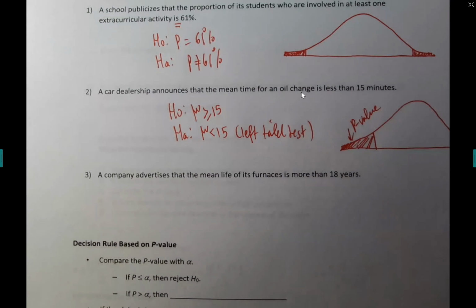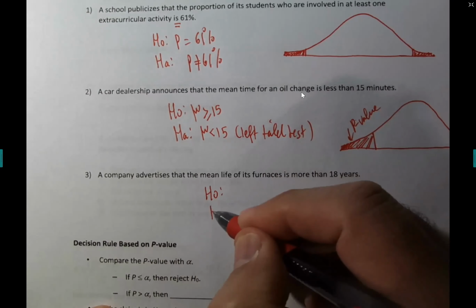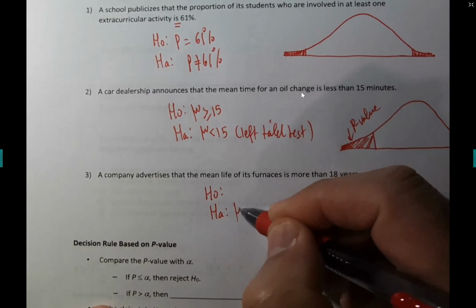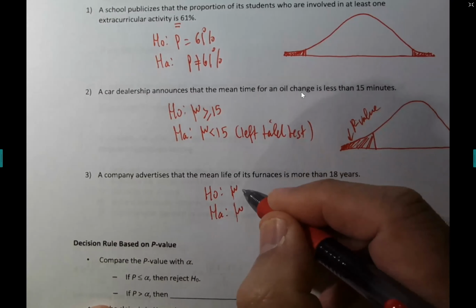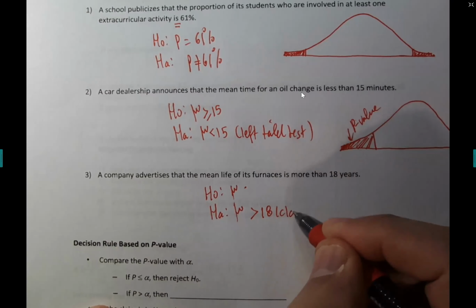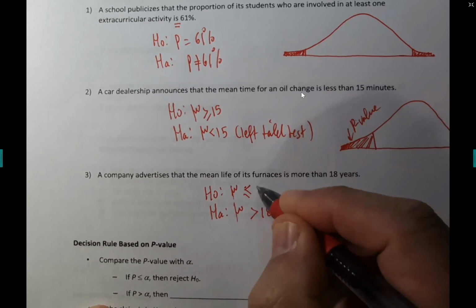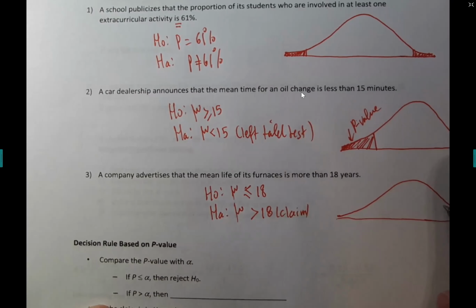A company advertises that the mean life of its furnaces is more than 18 years. So as you can see, guys, I'm giving you all the scenarios of the p-value. The nice thing about the calculator is that it will be able to graph this for you and show you the p-value. So you guys agree with me, more than 18 should be here. That's the claim. And less than or equal to 18. And then the p-value will be an area to the right. That is the p-value right here.